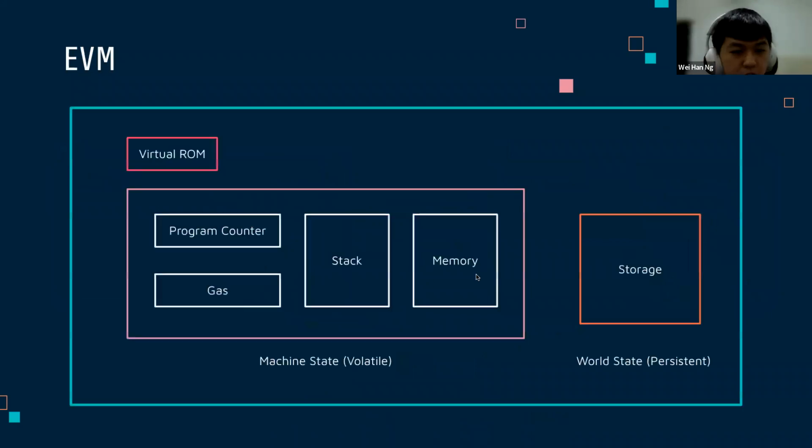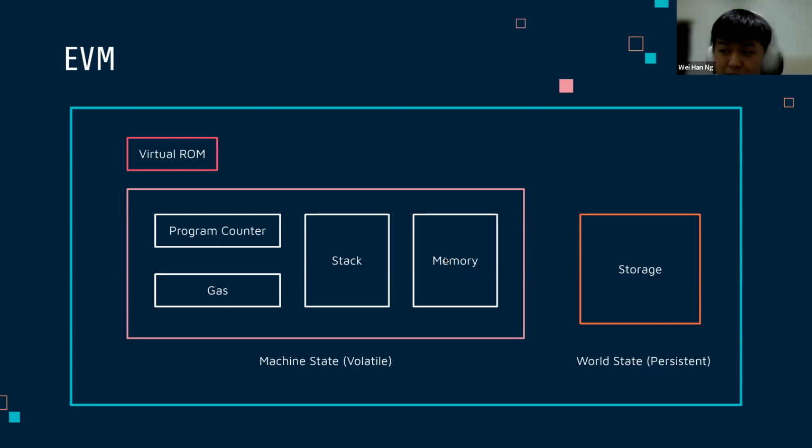So if you look at the architecture of the EVM, it looks something like this. You have a virtual read-only memory, which stores, if I'm not mistaken, the call data, meaning the input data. It has a second component called the machine state, and the third component, which is the storage. The machine state is where the exciting things happen. You have a program counter, gas, stack, and memory.